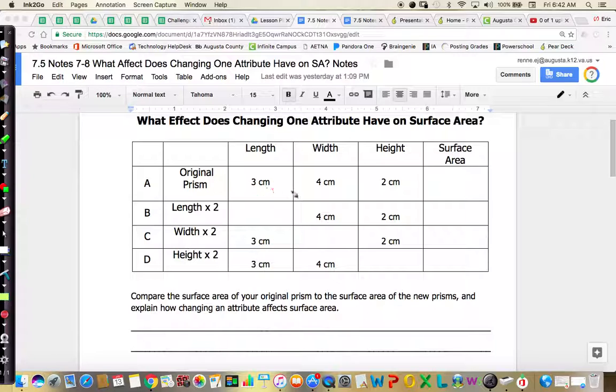So let's find out. Now the original prism here has a length of 3 centimeters, a width of 4 centimeters, and a height of 2 centimeters. So if we double the length, the new length will become 6 centimeters because 3 times 2 is 6. For letter C, if we double now the width, the original width is 4, and 4 times 2 is 8. So 8 centimeters is the new width. And for letter D, if we multiply the height by 2 or double it, 2 times 2 is 4. So it would become 4 centimeters.